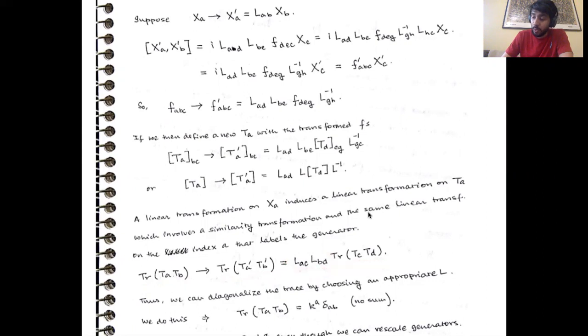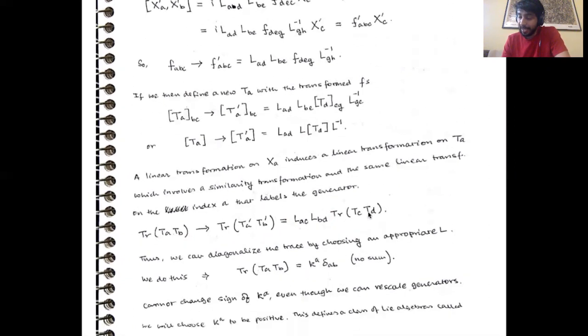The rest of the things go away because the cyclicity of the trace gets rid of this L inverse L stuff, because you can cycle that around and it will just go away. Now we can diagonalize this trace by choosing some appropriate L, and so we can call this T. This is going to be some delta_ab. We can rescale the generators, but we will not be able to change the sign of it.